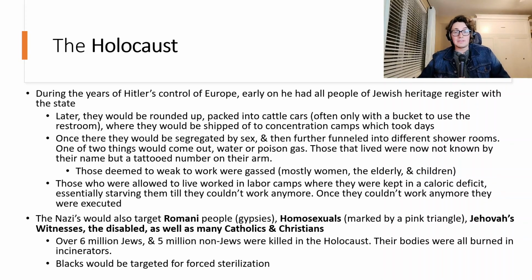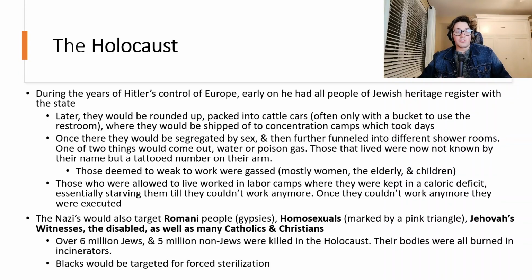And it's not just the Jews who are targeted. The Romani, the Gypsy people, are going to be targeted. Homosexuals are going to be targeted. They're going to be labeled not with a Star of David, but with a pink triangle. Jehovah's Witnesses are going to be targeted. The physically and mentally disabled are going to be targeted.